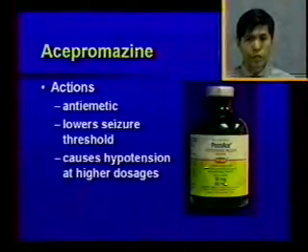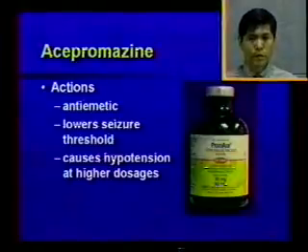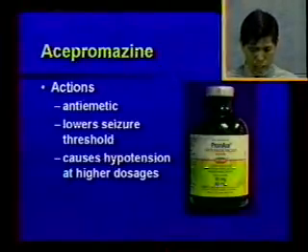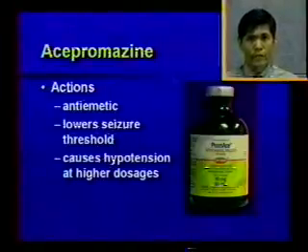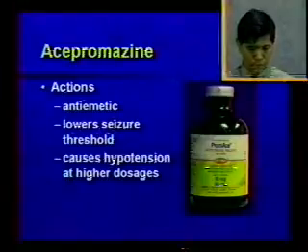Now, the hypotension that is produced by acepromazine is due to the peripheral vasodilation. Again, this is mediated by the alpha receptors. Acepromazine is an alpha blocking agent.